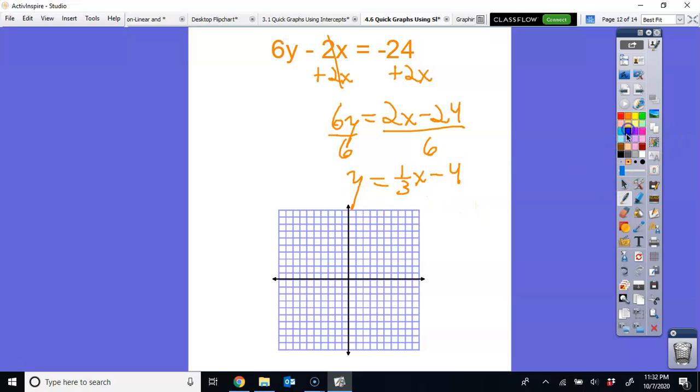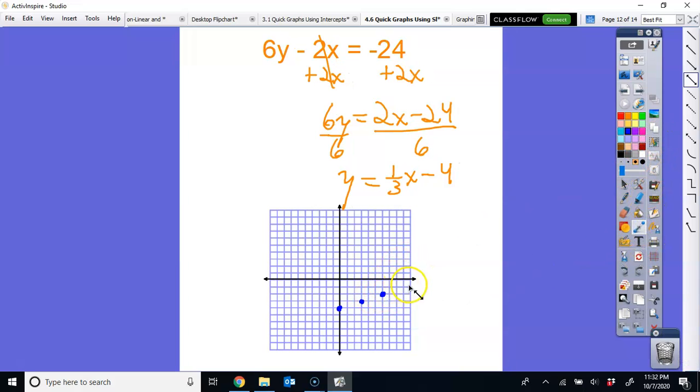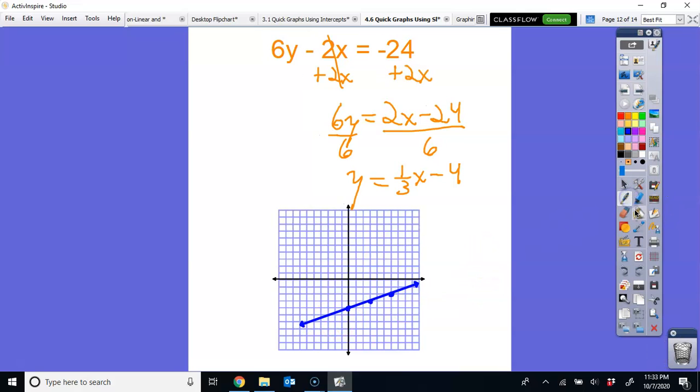Then you begin your graph at -4. You move up 1 over 3. Up 1 over 3. You've got your line. So, particularly for me, it's my favorite method of graphing a line, anyways. But some people don't like it because you still have to sometimes solve for y.